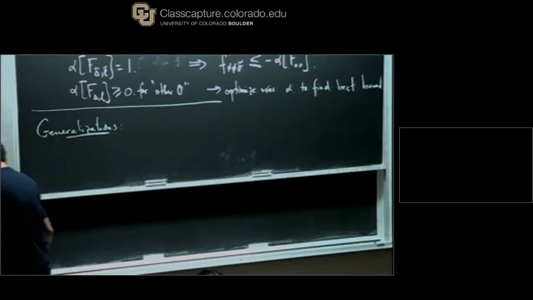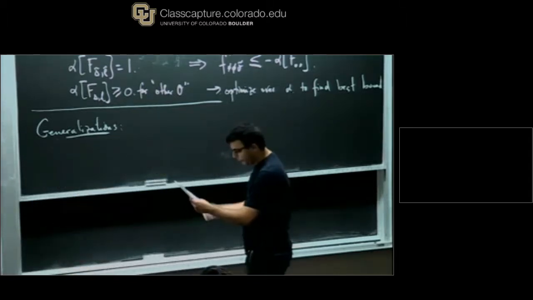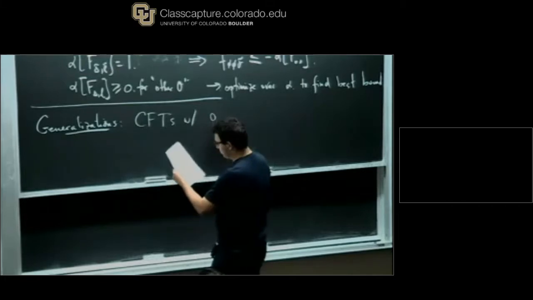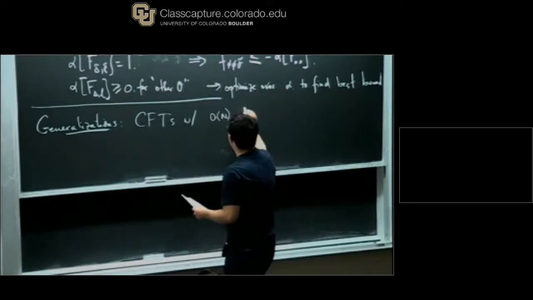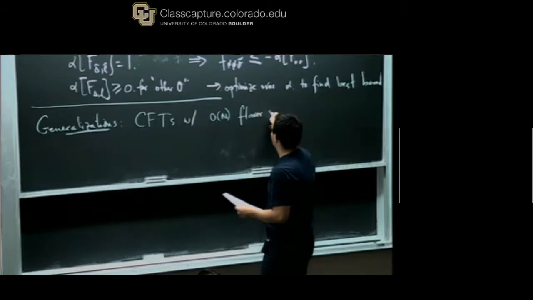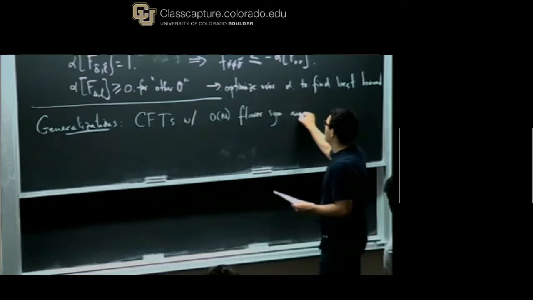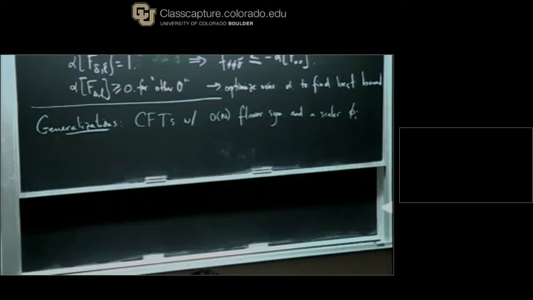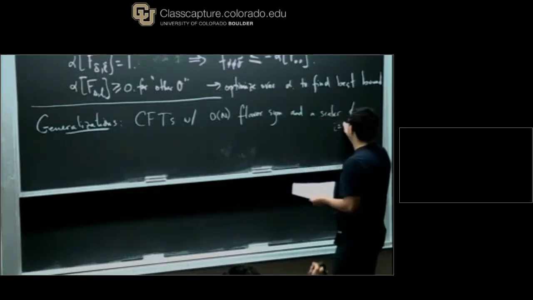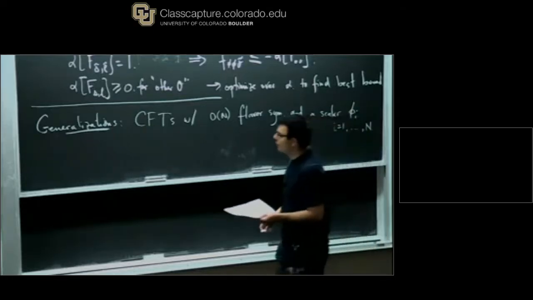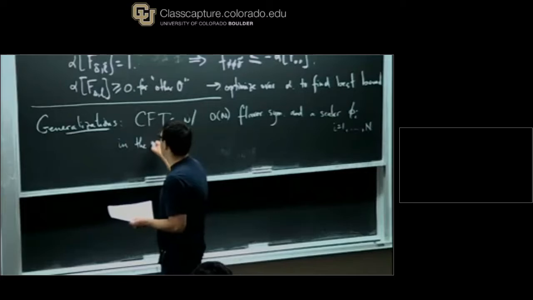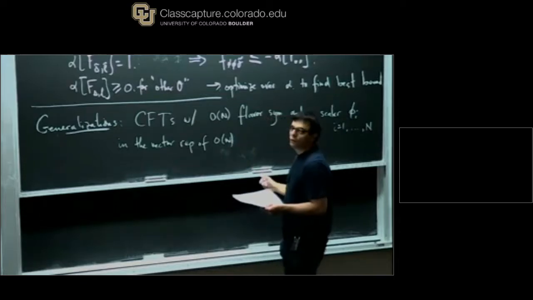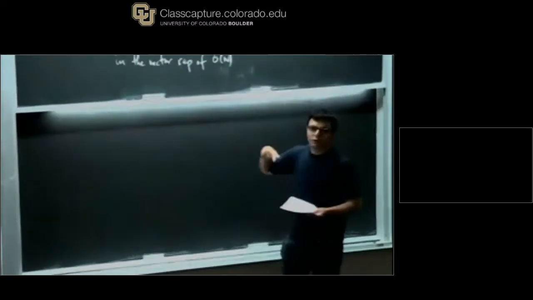In the first lecture, the first generalization is for CFTs with O(N) flavor symmetry and a scalar primary phi_I, where I goes from 1 to n, in the vector representation of O(N). So this way we could make contact with these critical O(N) models.